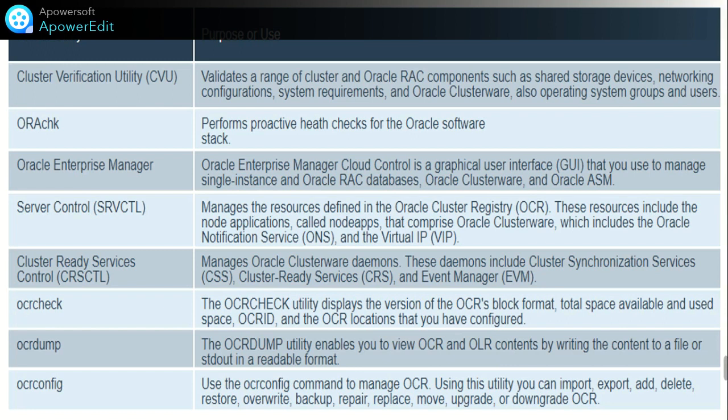Next, OCRCHECK. OCRCHECK displays the version of the OCR block format, total space available and used space, OCR ID, and the OCR locations that you have configured. OCRDUMP. The OCRDUMP utility enables you to view OCR and OLR contents by writing the content of the file to standard out in a readable format. OCRCONFIG. Use the OCRCONFIG command to manage OCR. Using this utility, you can import, export, add, delete, restore, overwrite, backup, repair, replace, move, upgrade, or downgrade the OCR.